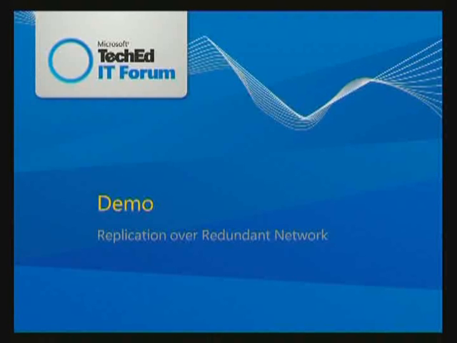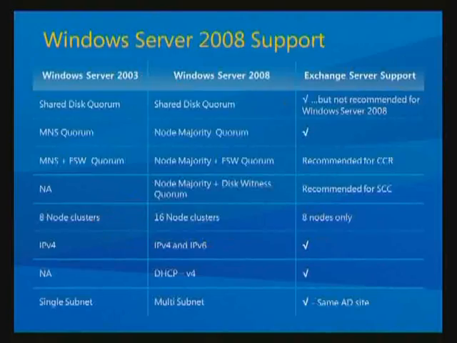So I'd like to move on to what we have for Windows 2008 support. You can see what we've got in this table is 3 columns: one that shows what we had in 2003, what we support in Windows 2008, and then what Exchange actually supports out of the features that Windows provides. In the top rows, we're talking about the different types of quorum that are available. Now, there are those different types of quorums, but we have recommendations.